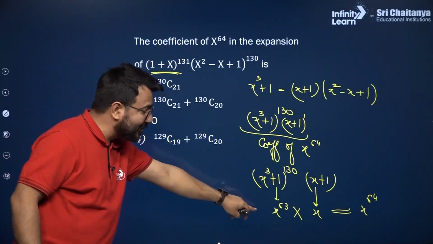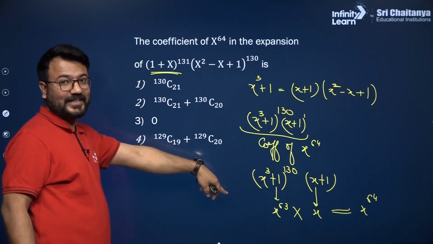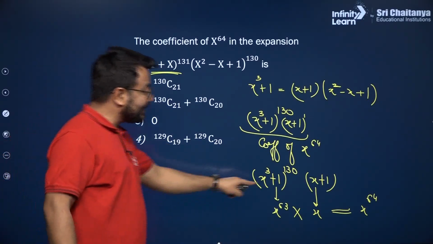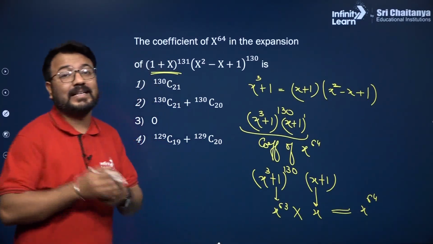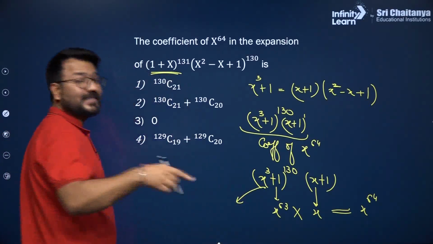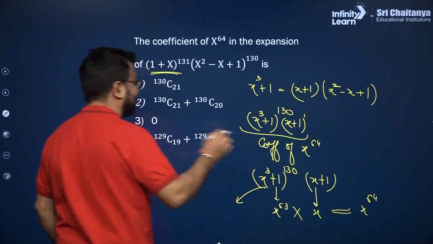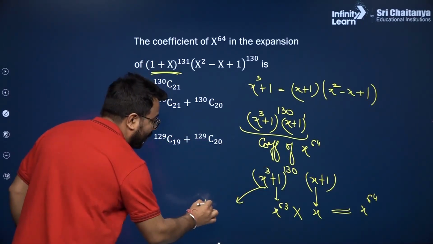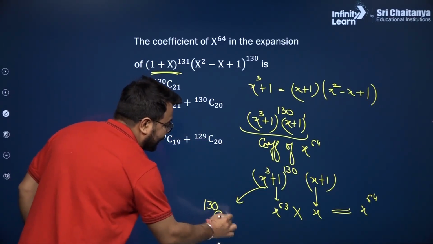Now, how will I be able to create x raised to the power 63 from it? Basically this 63 can be obtained as 21 times 3. So the coefficient of x raised to the power 63 in this particular expression can be written as 130C21.